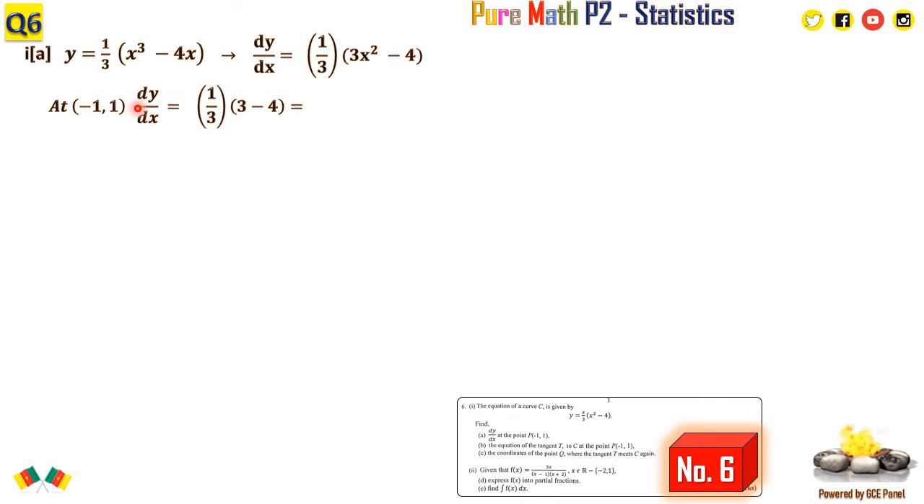At the point negative 1, 1, dy/dx will be equal to 1 over 3 into 3 times x squared. Now what is x squared? The x value is negative 1. When we square it, we are going to have plus 1 times 3, and that's 3 minus 4. So at the point negative 1, 1, the derivative is negative 1 on 3.